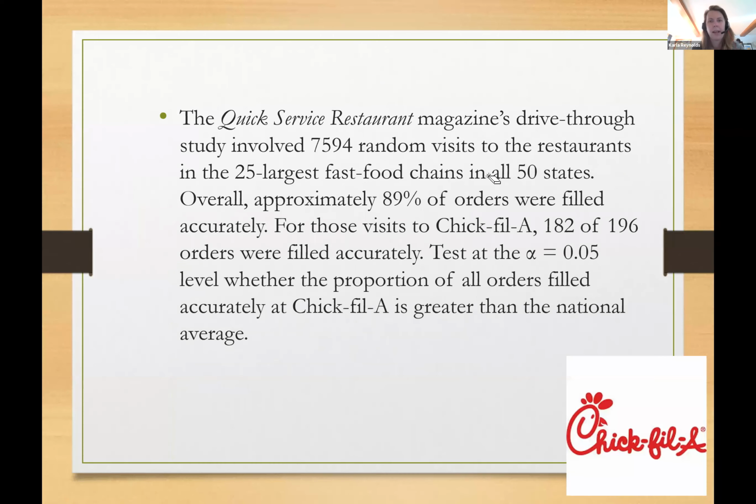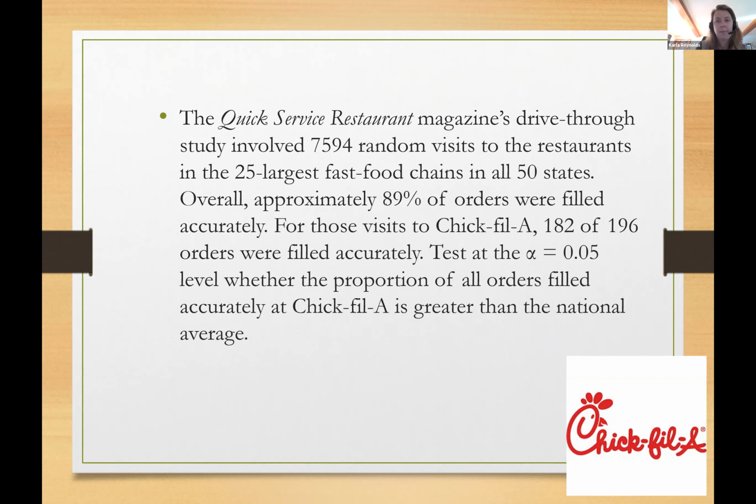All right, so let's just do an example so you can see how this works. A quick service restaurant magazine drive-through study involved 7,594 random visits to the restaurants in the 25 largest fast food chains in all 50 states. Approximately 89% of the orders were filled accurately. For those that visit Chick-fil-A, 182 of the 196 orders were filled accurately. We want to test, at a significance level of 5%, whether the proportion of all orders filled accurately at Chick-fil-A is greater than the national average.